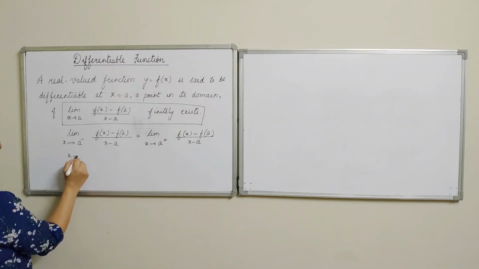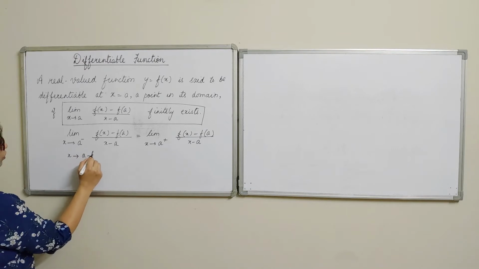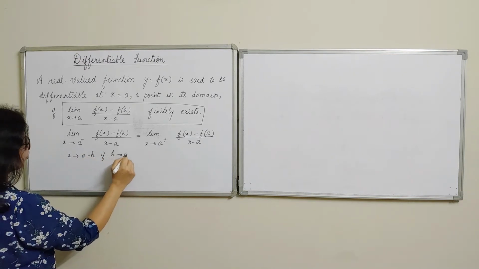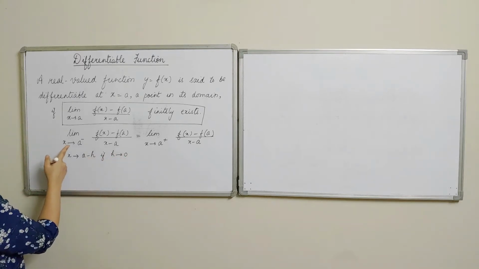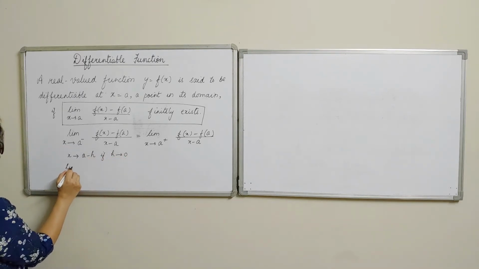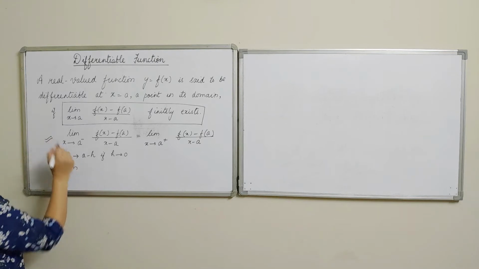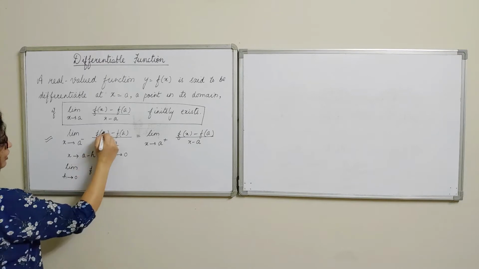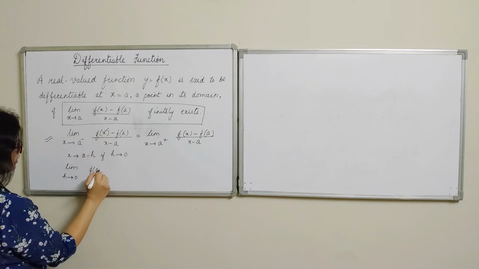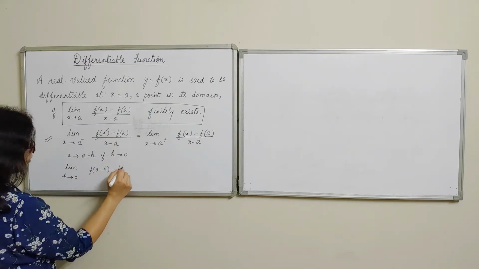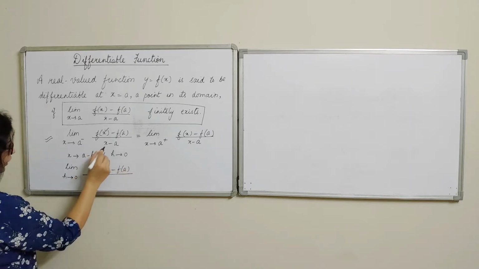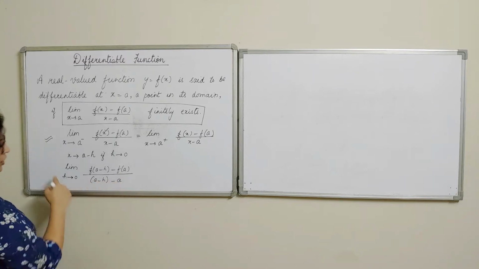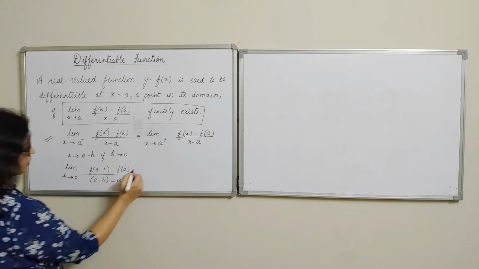Here we know that x will tend to a minus h if h tends to 0. So changing the limiting point to 0, this equation can also be written as limit h tends to 0 of f of, now in place of x, let's write a minus h, over the denominator x, which is a minus h minus a. This is the left hand limit we have written.